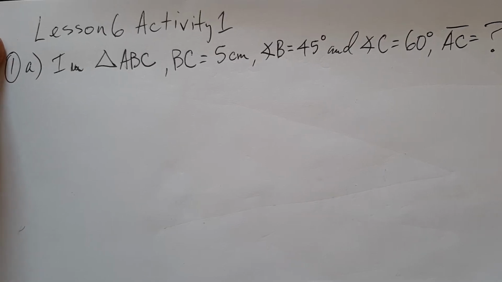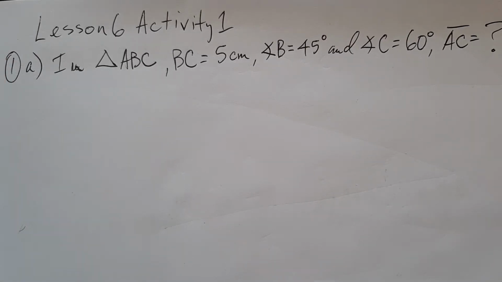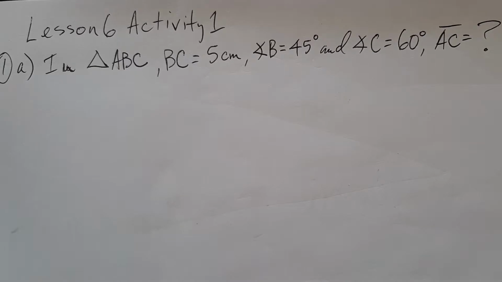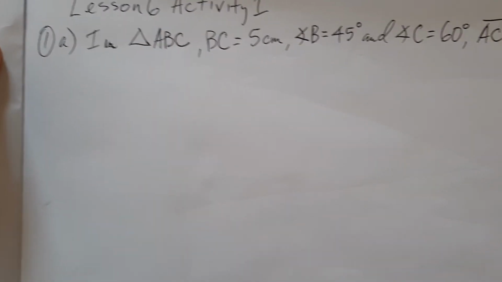Okay, lesson 6, activity 1, problem 1, part A. Got triangle ABC, side BC is 5, angle B is 45, angle C is 60. How long is AC? All right, so I think it's important to draw a picture every time.